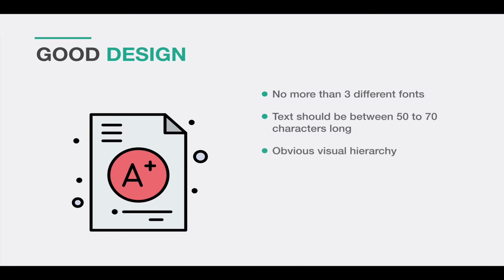Have an obvious visual hierarchy. We still read websites like we did with books and outlines. We like to see headers be bigger than the text. It allows us to read through the site quickly and see what's important. So it's important to have that visual hierarchy.